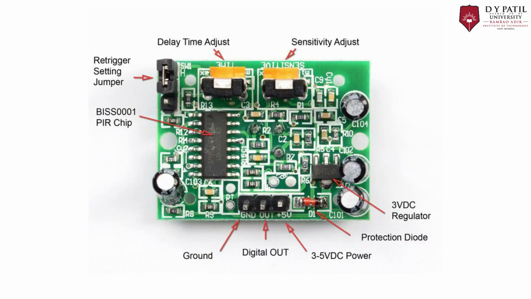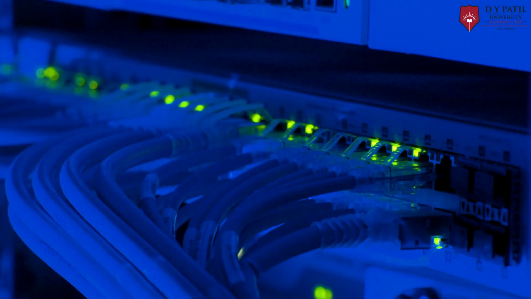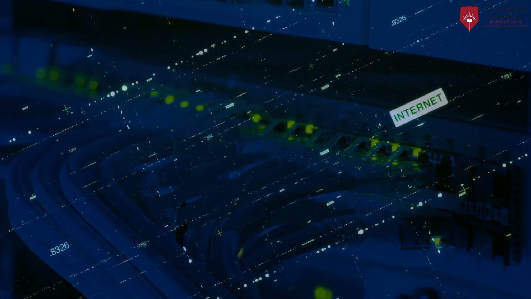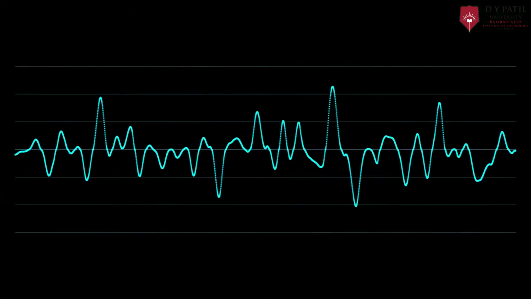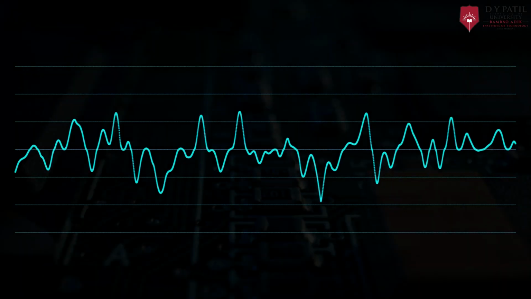On the back of the PIR sensor, we can see the BISS 0001 PIR chip, a 3V DC regulator, a retrigger setting jumper and two rheostats for varying the delay time and the sensitivity respectively. There are three pins, namely VCC, ground and the digital output, to provide power to the module and receive data from the module respectively. The retrigger setting jumpers are used to configure the sensor in retrigger mode or the normal mode. A continuous motion results in a repeated high-low pulse.